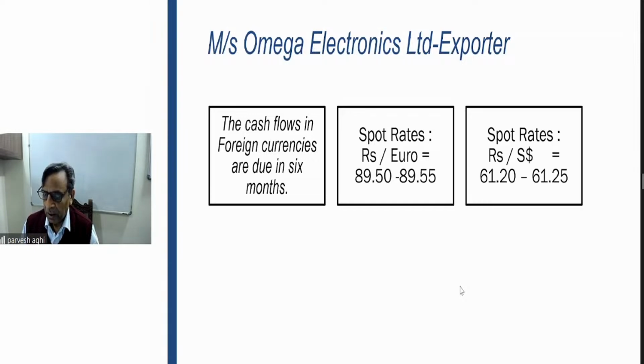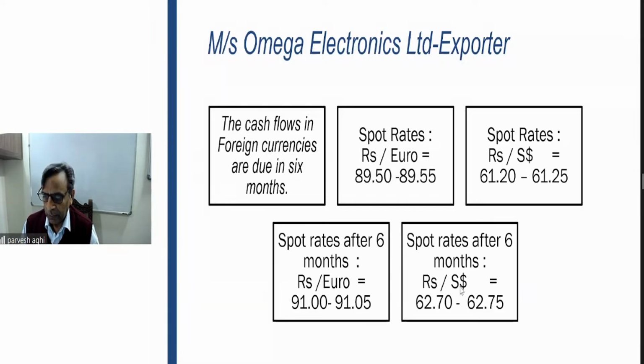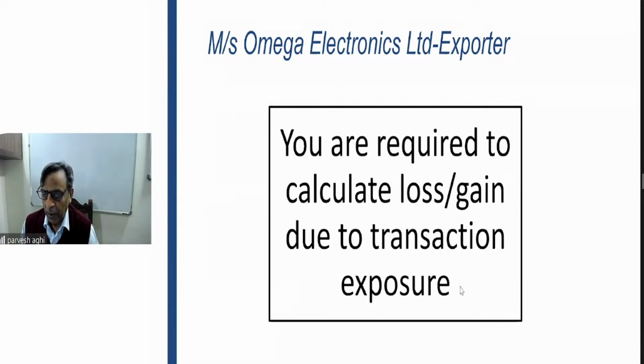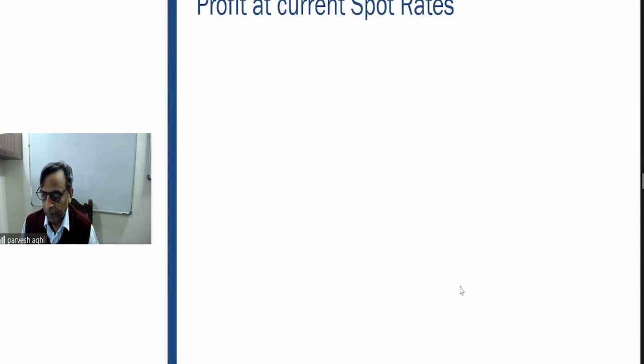Cash flows in foreign currencies are due in 6 months. So these are the spot rates, and these are the spot rates after 6 months. So the same question has been put again in a manner so that you can see it properly. You're required to calculate the loss or gain due to transaction exposure. Now I'll just go to the board, but before I do, I'll show you this, and then we will solve this on the board also.